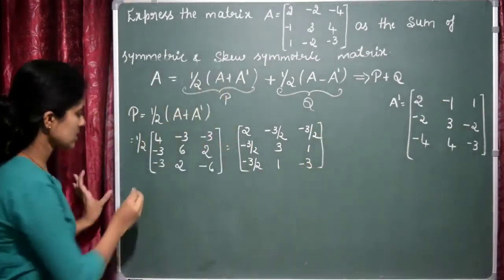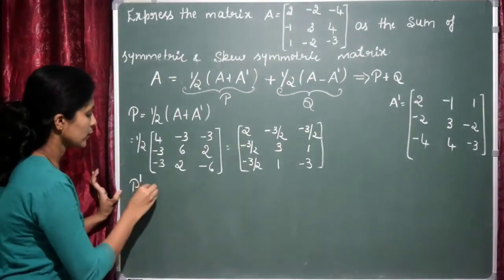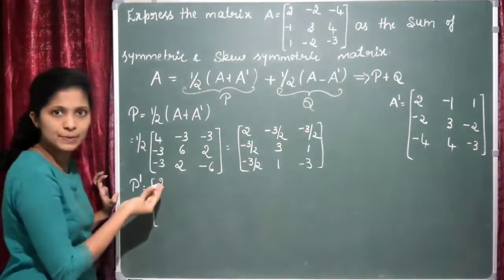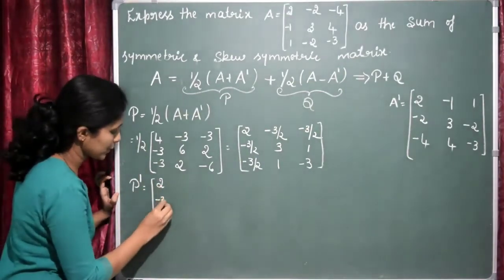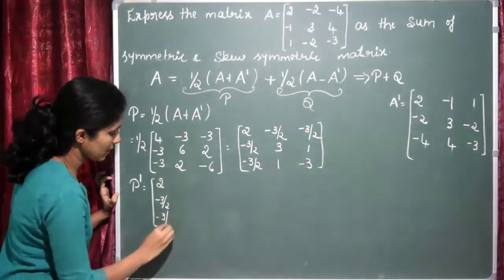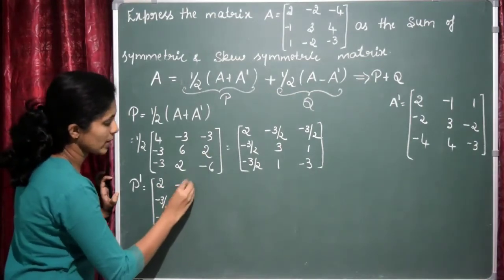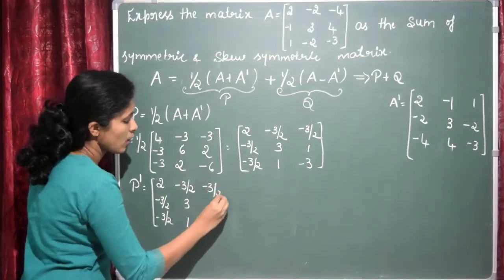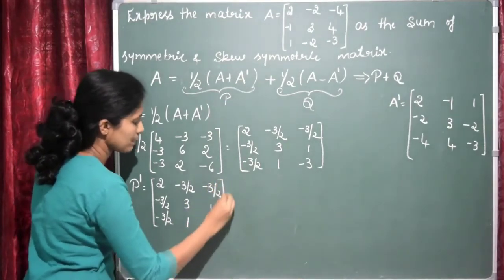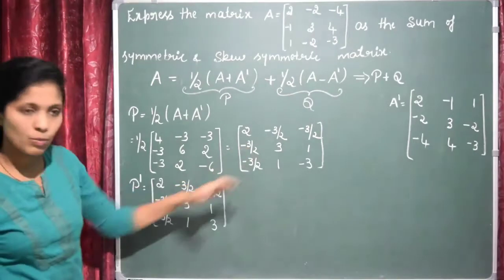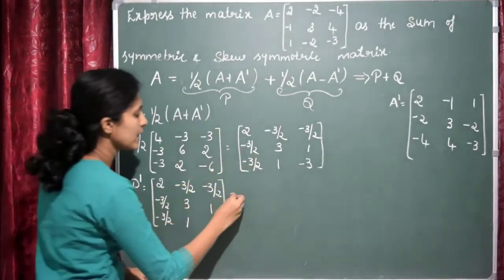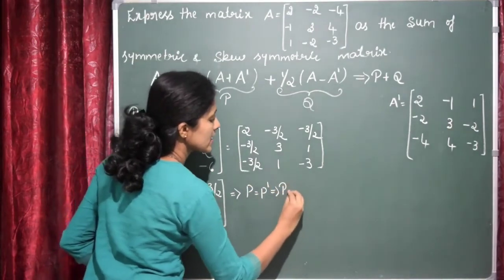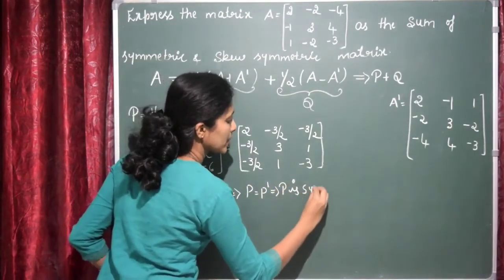Now we'll find P dash and you have to show they are equal. What will be the P dash? 2, minus 3 by 2, minus 3. It is 2. Obviously it will be symmetric, right? 2, minus 3 by 2 and this is minus 3 by 2. Next is minus 3 by 2, 1 and 3. So this is P dash. Is it equal? Yes. Both are equal here. So here we proved that P is equal to P dash, which implies P is symmetric. Is it clear? P is symmetric.